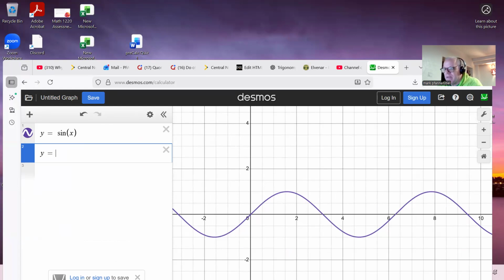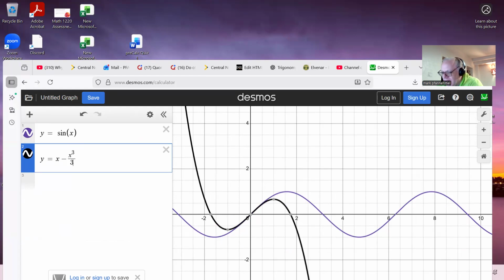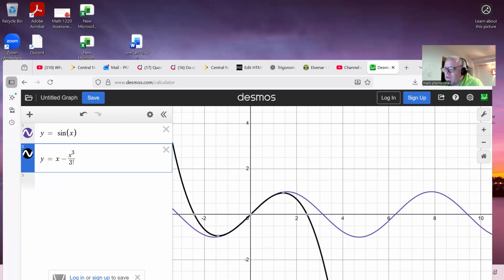How about y is equal to x minus x cubed over 3 factorial. Factorial, it's not a really excited 3. That's not what it's doing. It's 3 times 2 times 1. And you see how well this polynomial tracks what the sine function is.